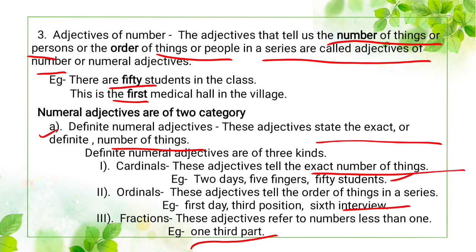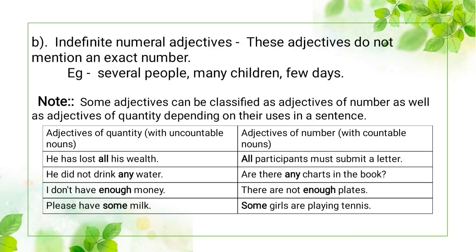Next type is indefinite numeral adjectives. These adjectives do not mention an exact number. Example is like several people, many children, few days and so on. Now let's have a look at this note.